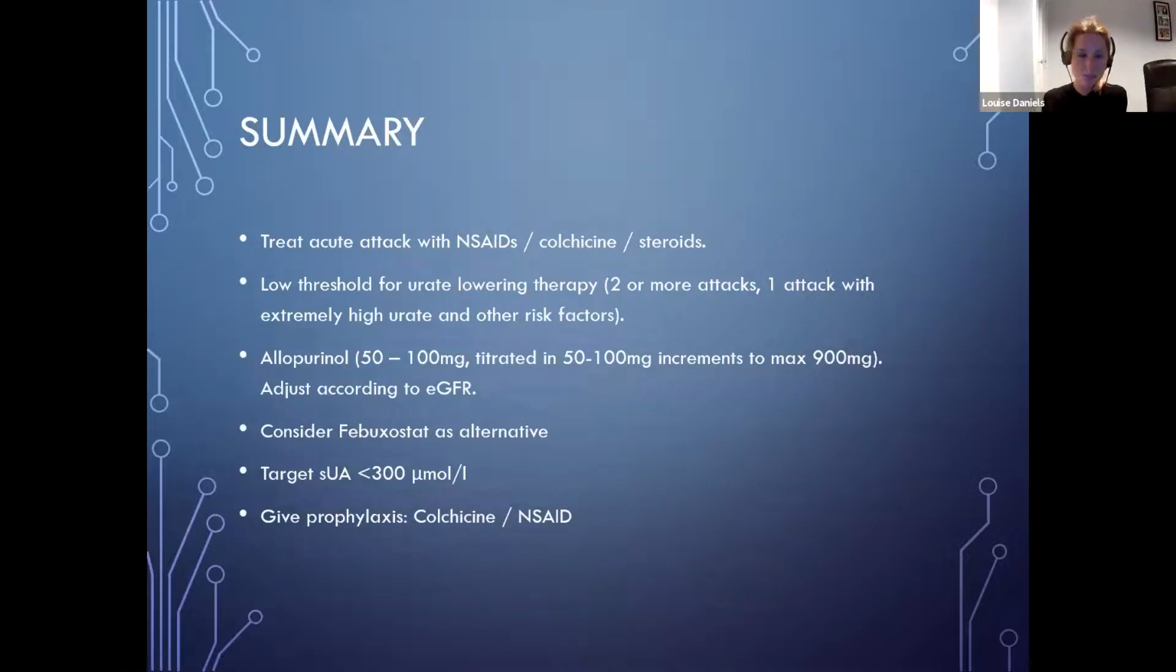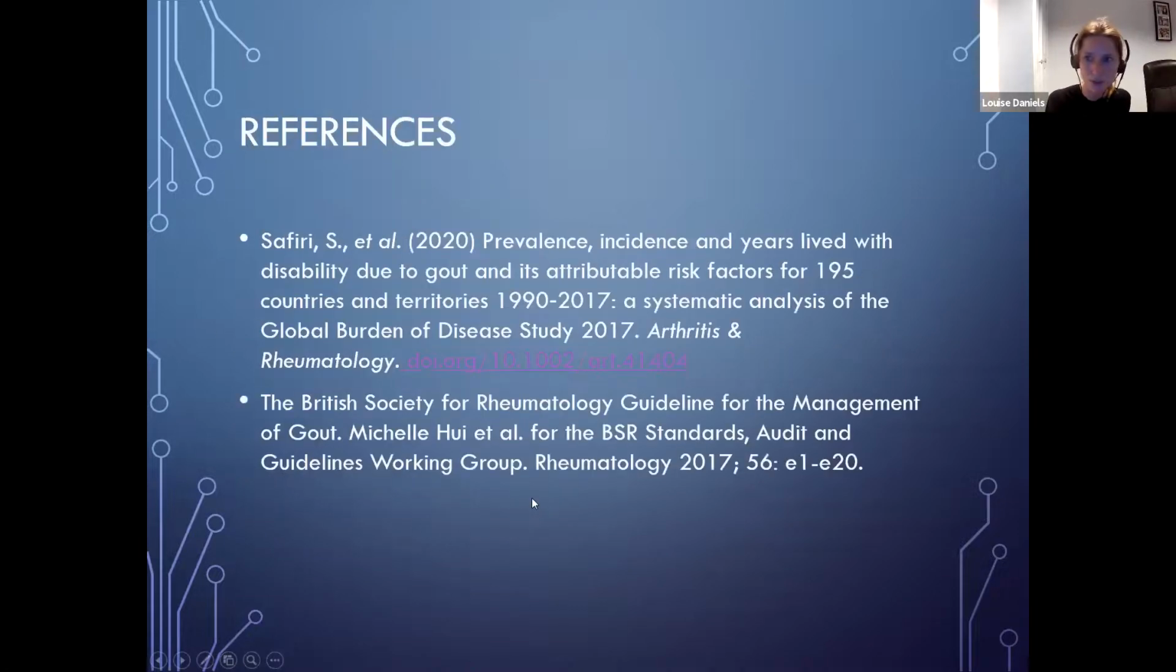And then you should be offering prophylaxis when urate lowering treatment is started with colchicine or a non-steroidal. So thank you for listening. And are there any questions?